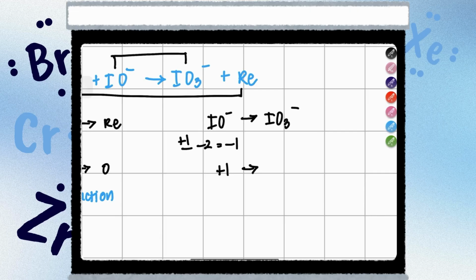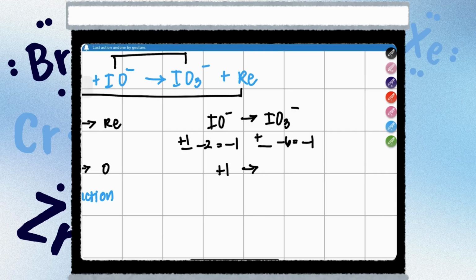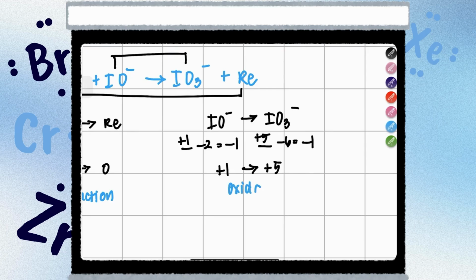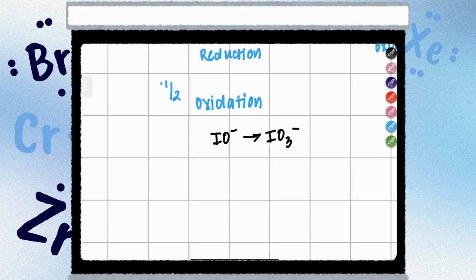Then sa second compound, we have -6. Then, positive 5 ang iodine. So, we have oxidation. So, we have to balance oxygen on both sides.